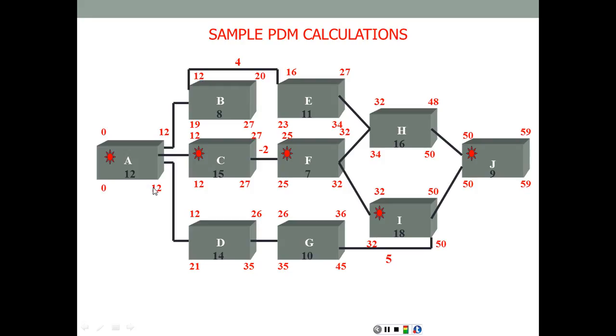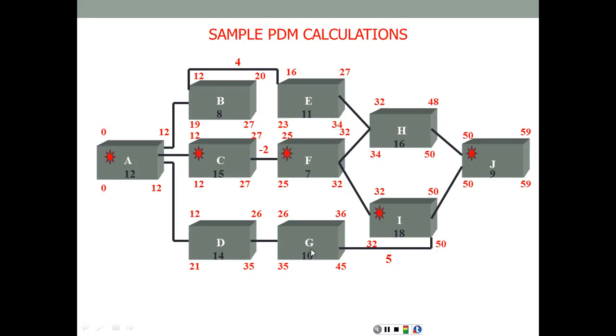Now going back to activity A, the least of the three numbers, 19, 12 and 21, is going to be the 12. Actually this is 12 minus 12 is 0. Therefore here's my critical path, A, C, F, I, J. We can also calculate the floats. So for the activities that are non-critical, activity D, for example, it has a total float of 35 minus 26, or 21 minus 12, which is 9.